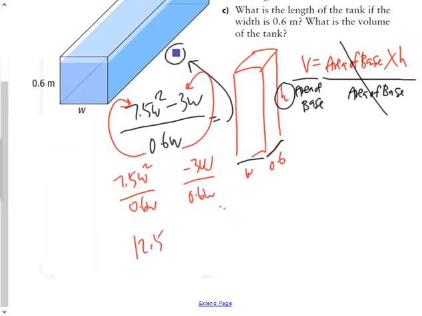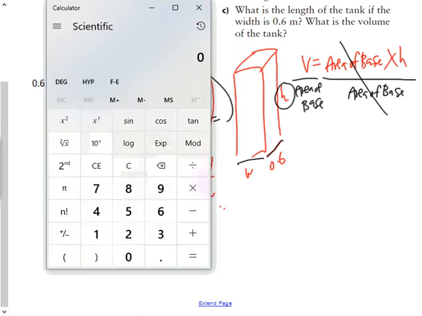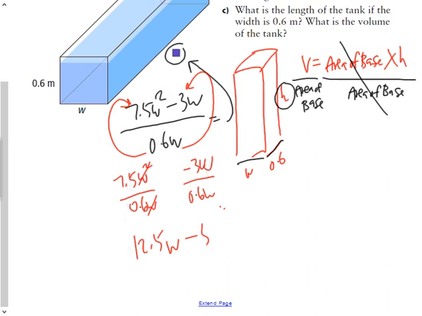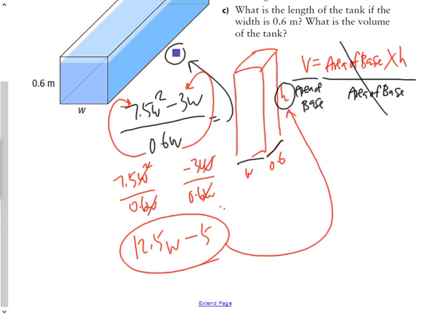And w squared divided by w is w. Negative 3 divided by 0.6 equals negative 5, so minus 5. The w and w cancel each other out. So therefore, in a convoluted way, that is the missing dimension of the tank.